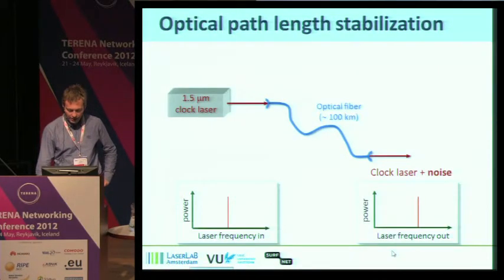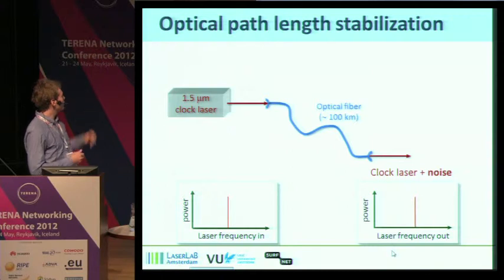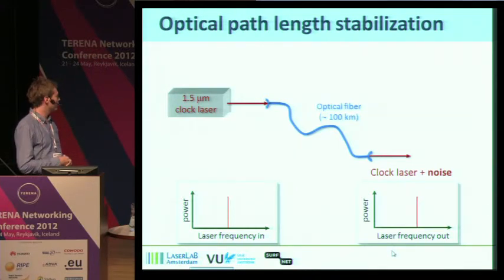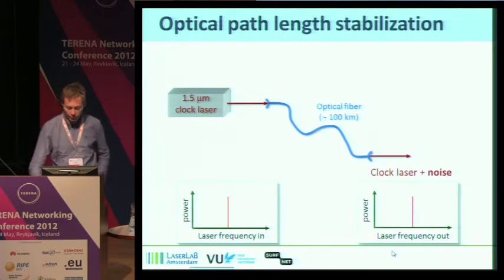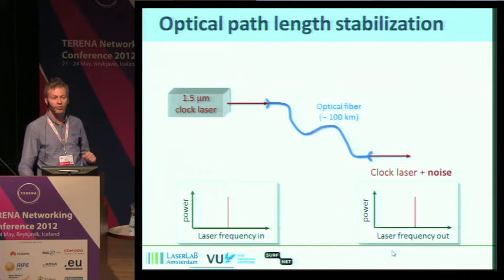It's a trick that works as follows. So you start out with a very ultra-stable clock laser, which has a frequency spectrum that's just absolutely stable, no noise at all. And then you send it through an optical fiber, and because of the optical path length variations in the fiber, you will add some phase and frequency noise to your laser.